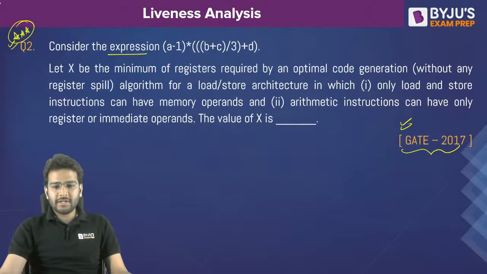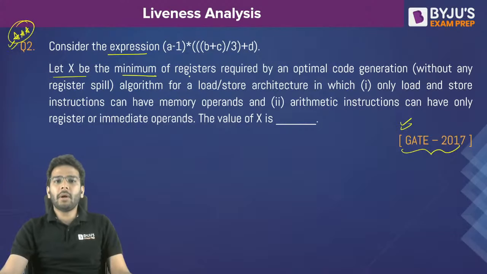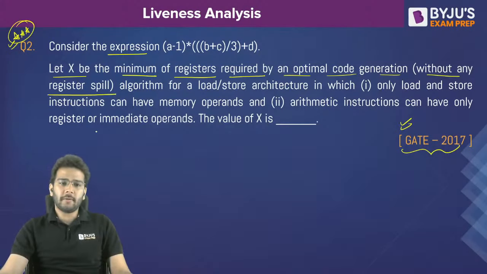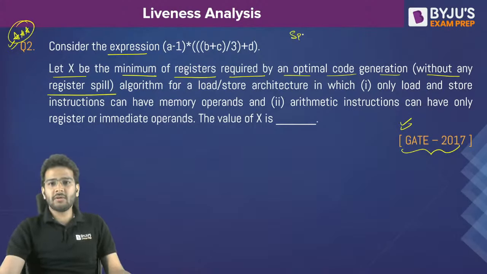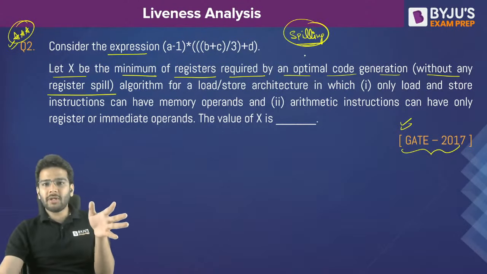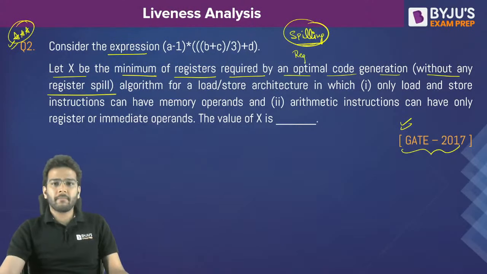Fine. Let's solve this. Let's read this question first and understand the meaning of each and every statement given here. Consider the expression. Let X be the minimum number of registers required by an optimal code generation without any register spill. Here we don't want to perform spilling, and I explained in the previous class what spilling is. Spilling means moving the content from the register to the memory.